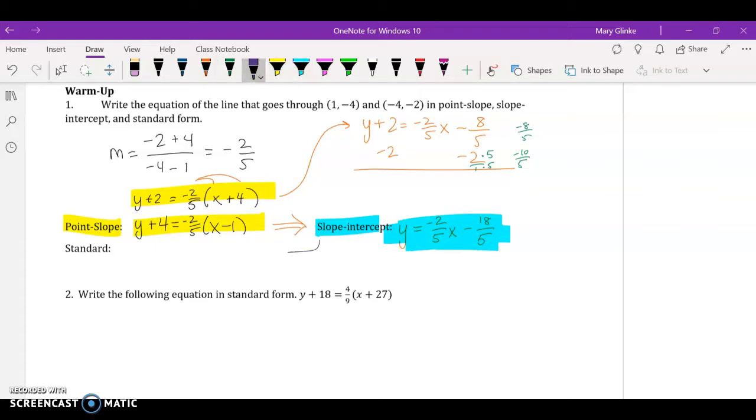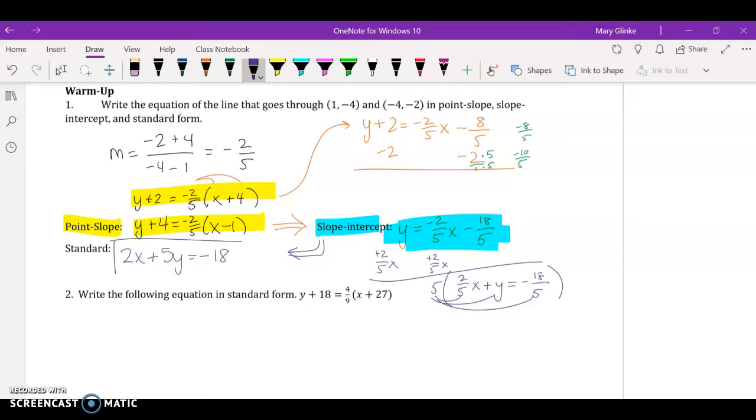Now we're going to transition from slope-intercept form over into standard form. So I'm going to move my 2/5 x to the other side. I get 2/5 x plus y equals negative 18/5. At this point, x and y are on the same side. Your a value is positive, but we have fractions. So I distribute 5 to everything to clear those fractions, and I get 2x plus 5y equals negative 18. This then is your standard form.